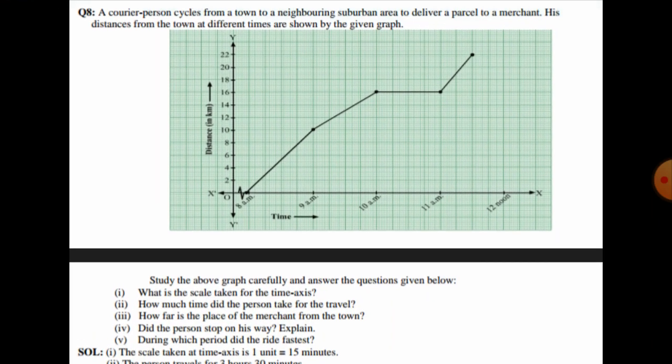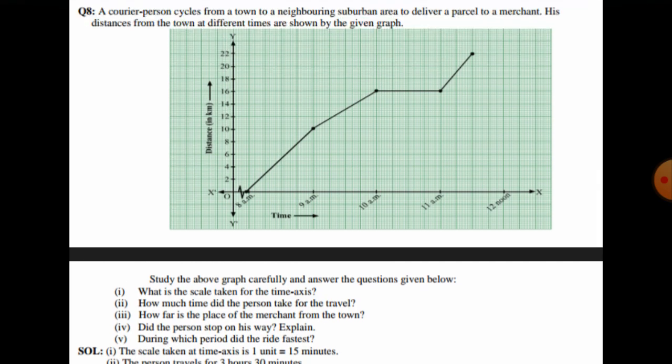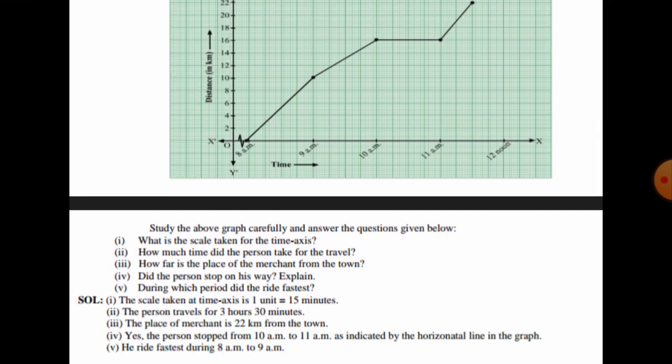A courier person cycled from town to a neighboring suburban area to deliver a parcel to a merchant. His distance from the town at different times is shown by the graph. So this graph is given. Now in the first part we have to tell what is the scale taken for the time axis. So for the time axis, 1 unit is equal to 15 minutes.